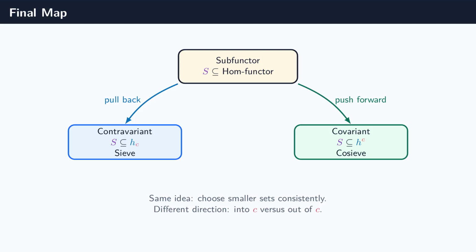The final map summarizes the entire journey. Start with a subfunctor of a Hom-Functor, a consistent choice of smaller sets. If the functor pulls back along arrows, we are in the contravariant world and the structure is a sieve. If the functor pushes forward along arrows, we are in the covariant world and the structure is a cosieve.